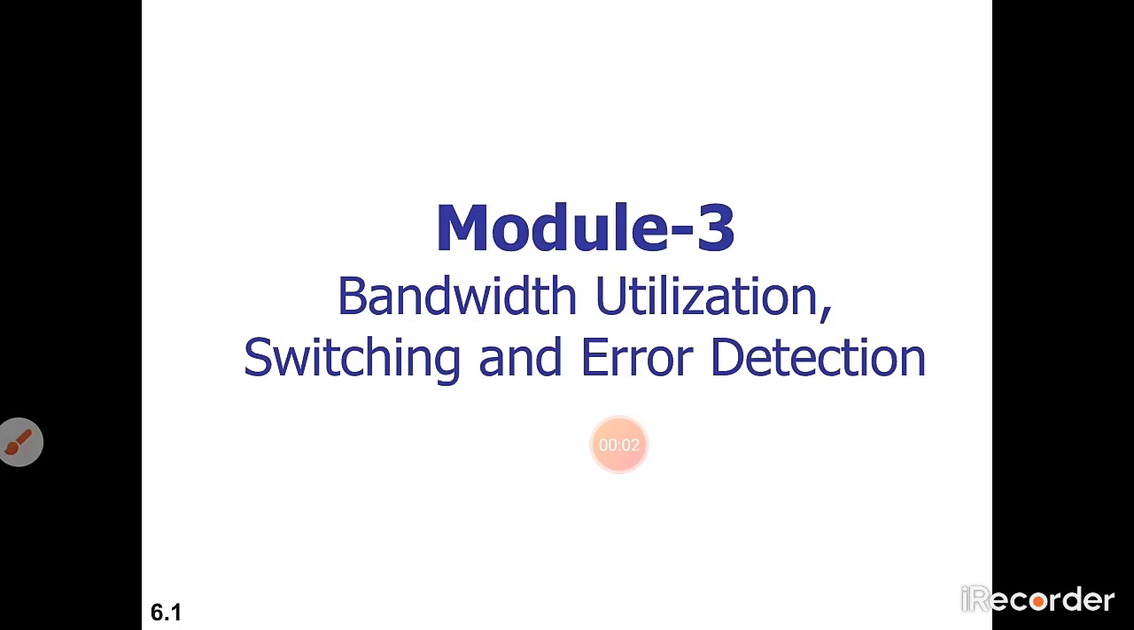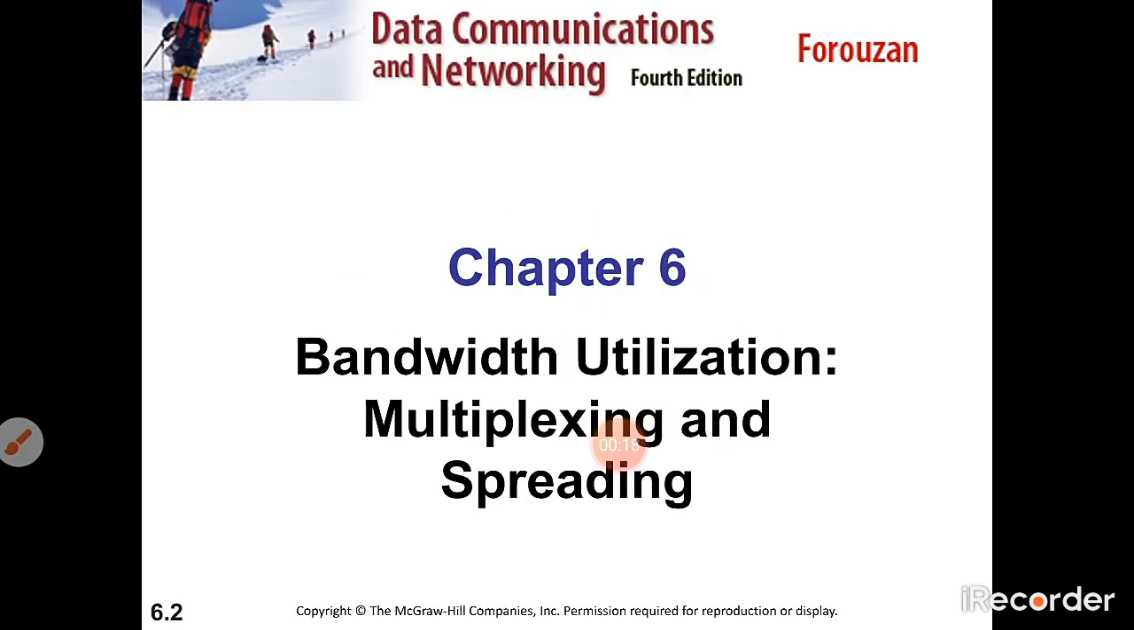So today we will discuss module 3: bandwidth utilization, switching and error detection. In this module 3 there are three topics. The first one is bandwidth utilization, second is switching, and third one is error detection. Okay. So first we will discuss bandwidth utilization. It is the sixth chapter.